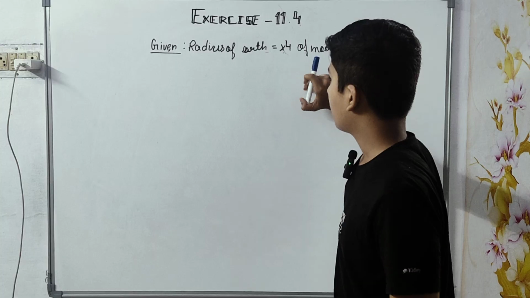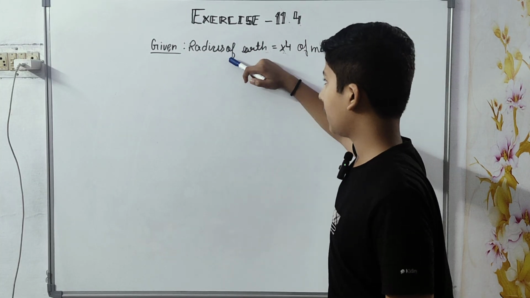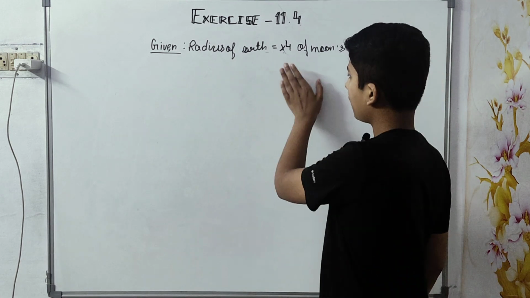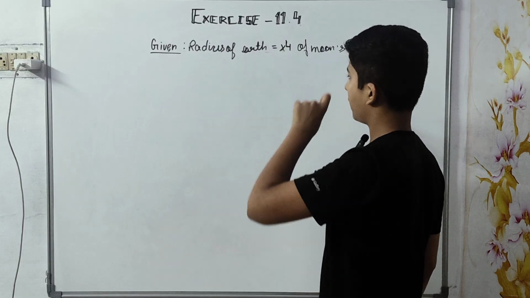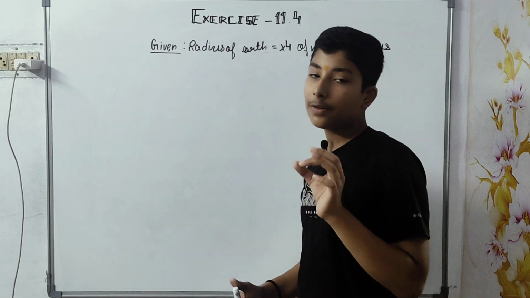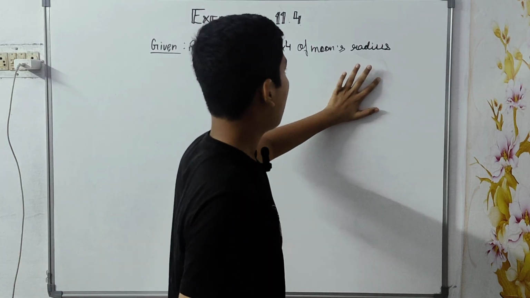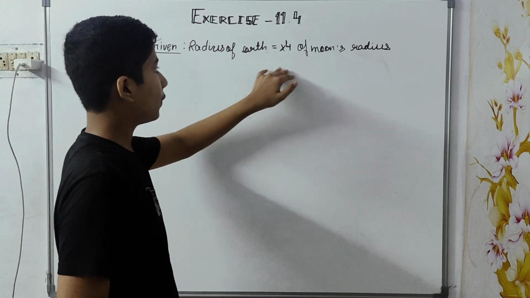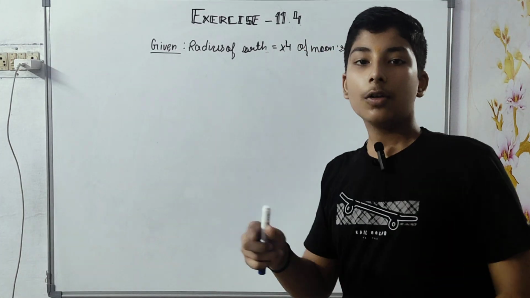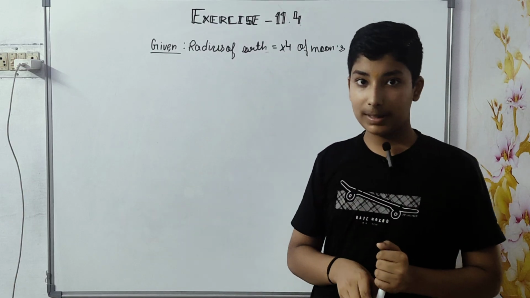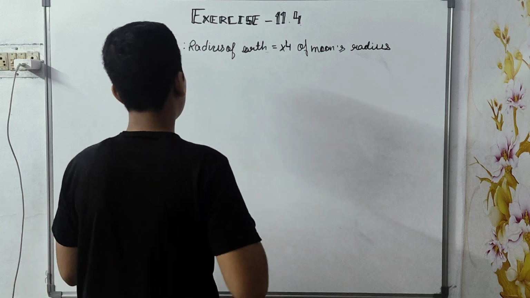So in this 4th question, it is given that 1/4 of the radius of Earth is the radius of Moon. If you do this, the radius of Earth will be 4 times the radius of Moon. Here we have to find out what fraction of Earth's volume will be Moon's volume. This was the fraction of radius, so we have to find out the volume.